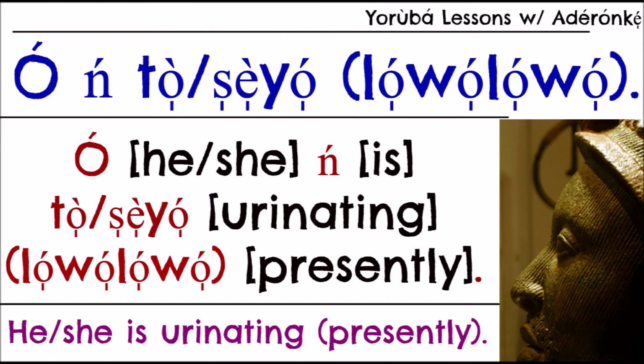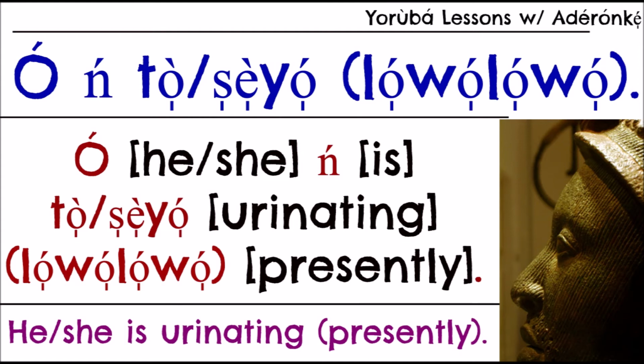But if you want to differentiate between something that is happening right about now and something that happens, you would include lowo lowo or nisisi. One of these days I'll make a video on the synonyms for lowo lowo, presently. There are different ways of saying it that you would hear, but I guess lowo lowo is one of the most common ones. So that's why I'm using lowo lowo in this case. But of course there are about one or two other synonyms that exist.